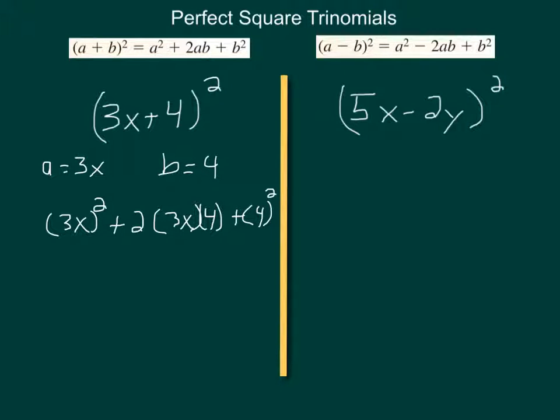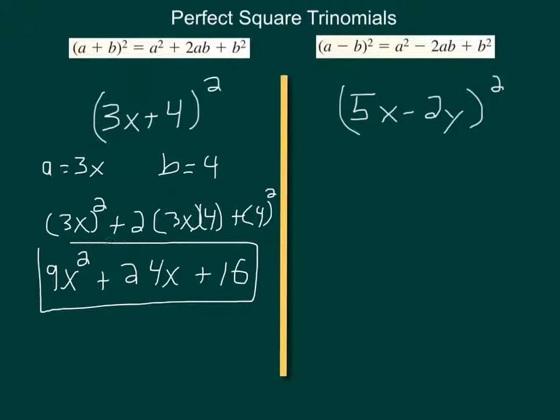And now I just simplify each part. (3x) squared is 9x squared, because that's 3x times 3x. Plus, multiply 2, 3x, and 4: 2 times 3x is 6x, times 4 is 24x. And finally, 4 squared is a positive 16. And if we've done this correctly, we won't have anything left to combine. That's going to be our final answer.